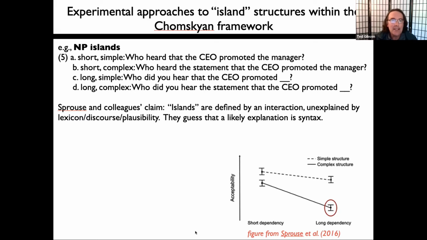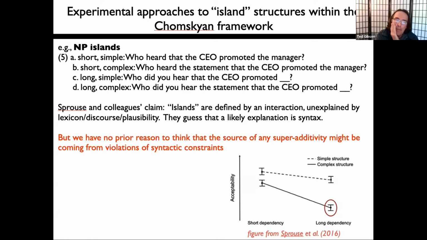Okay, so here's the NP island case. This is a bad sentence: Who did you hear the statement that the CEO promoted? And they do ratings. How good does this sound? They ask people, and it's rated very poor here. It's very, very low. And they have a bunch of controls where you have a similar length of dependency, but not as complicated. And they have short versions with simple and complicated structures. All of those three kinds of constructions are rated much better. This one is rated much worse. That interaction, superadditive interaction in badness, is something they take to be a diagnosis of a syntactic explanation. Okay, that's how the reasoning goes in this framework.